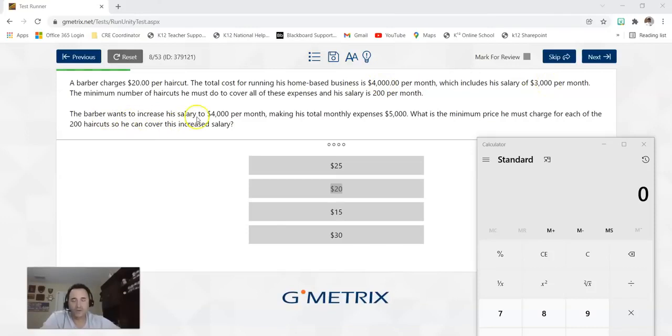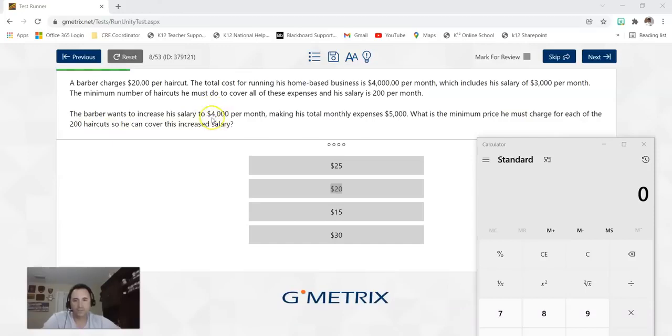The barber wants to increase his salary to $4,000 per month, making his total monthly expenses $5,000. What is the minimum price he must charge for each of the 200 haircuts so he can cover his increased salary? So we have all these numbers up here, but there's two numbers we have to worry about. What is the question? What is the minimum price he must charge for each of the 200 haircuts so he can cover his increased salary?